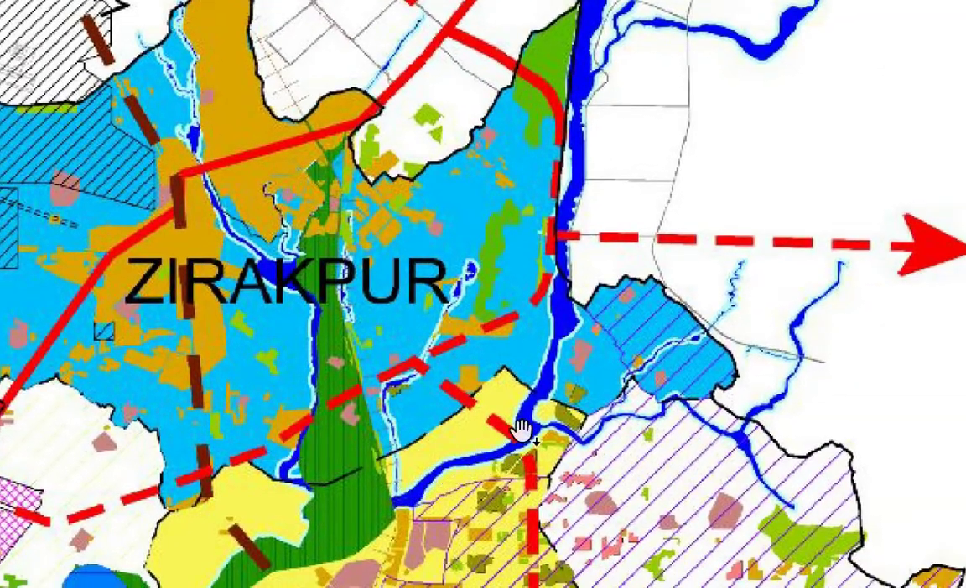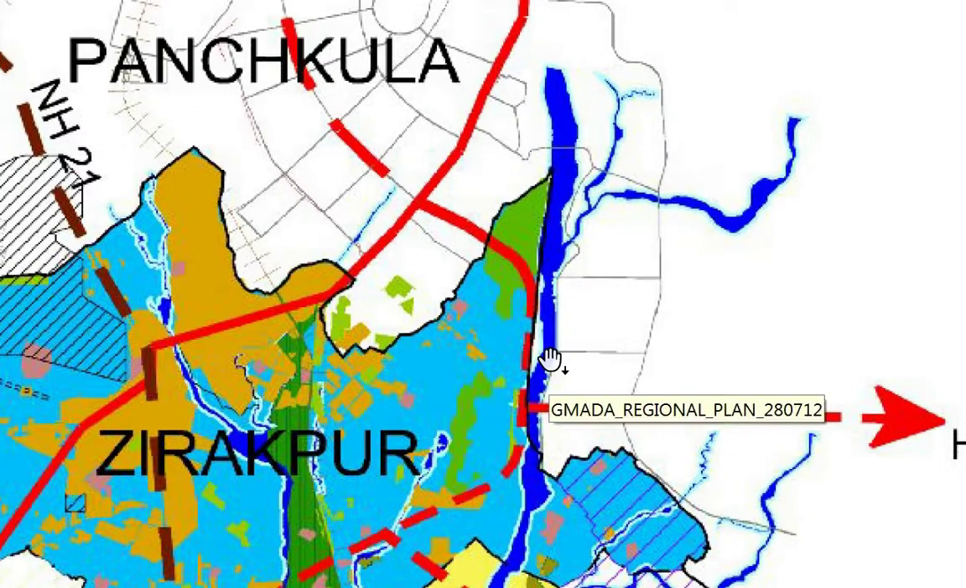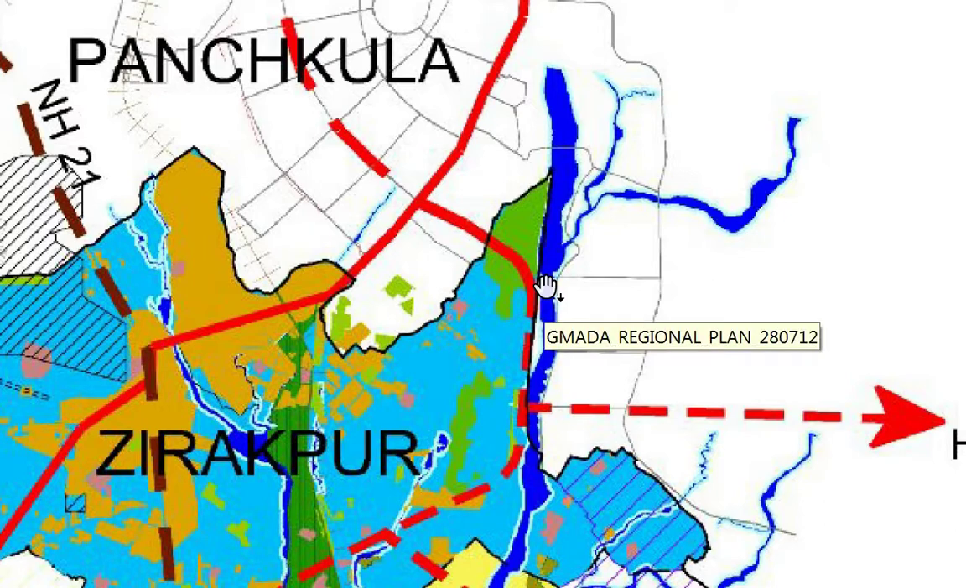There is this dark blue line here passing through this Zirakpur area, and this dark blue colored line represents rivers or streams, some floodplain, and it will be very beneficial to the people of Zirakpur because it will be providing very good irrigational facilities to the farmers there, to the agricultural land.